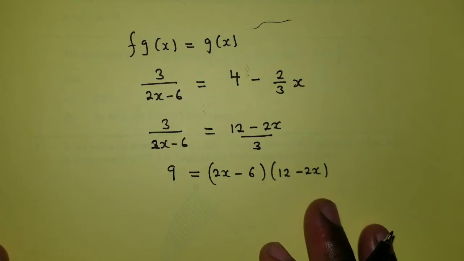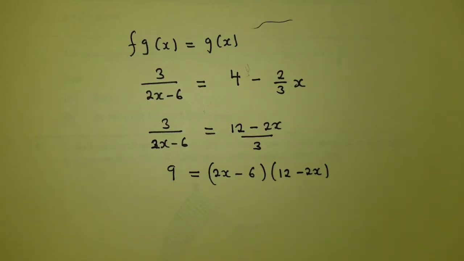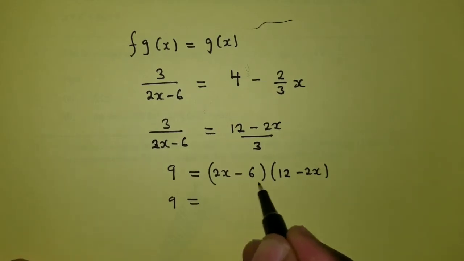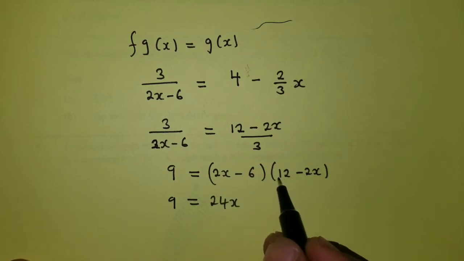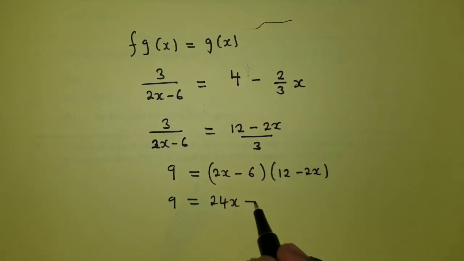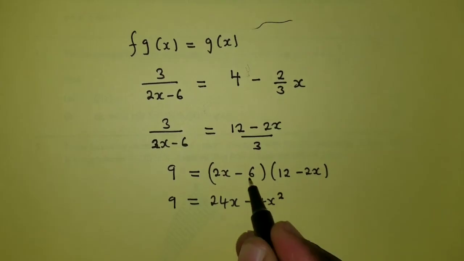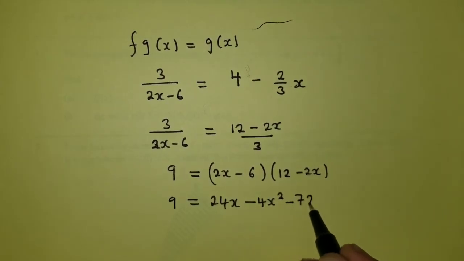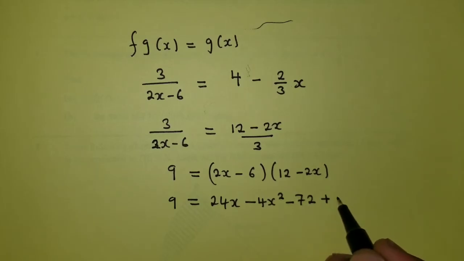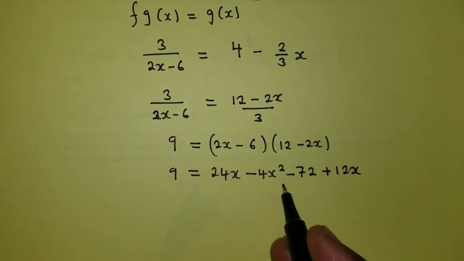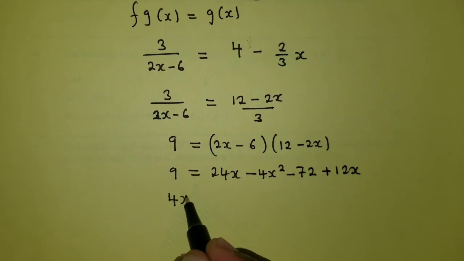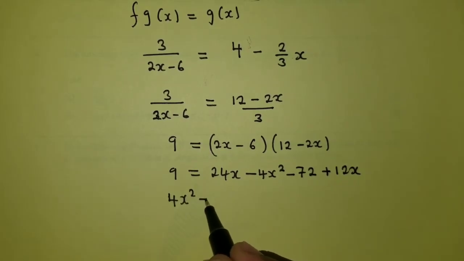So when we multiply here, we are simply getting 9 equal to 24x, and this one negative 4x power 2. For this one, it's giving us negative 72. This one positive 12x. If you're able to see, this is a quadratic equation. We write it in standard form. So this is how it will be.